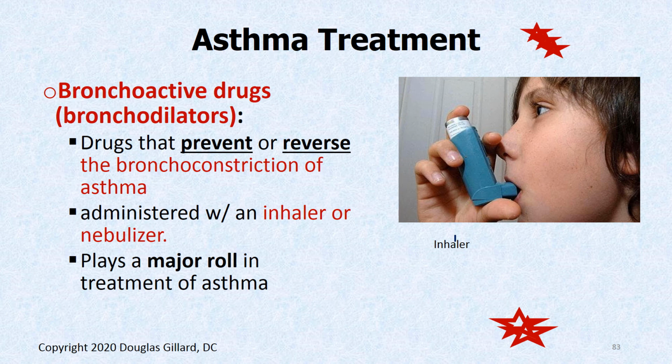What about the treatment for asthma? Bronchoactive drugs are the mainstay. They're called bronchodilators. There's fast-acting and slow-acting ones. We're just going to focus on the fast-acting ones, but they prevent or reverse the effects of an asthma attack. They're administered through something called an inhaler, which is kind of the norm that you take with you. There's also a nebulizer, which is actually a better way to get the medication into your airway. We'll look at those in a minute.